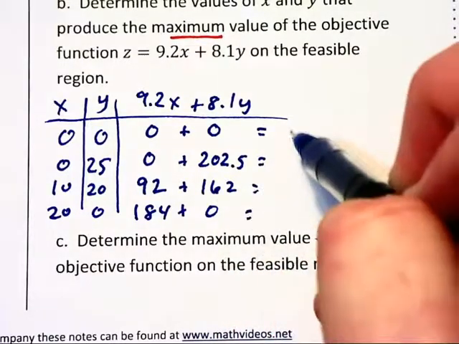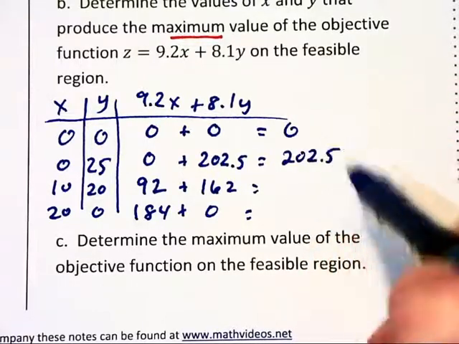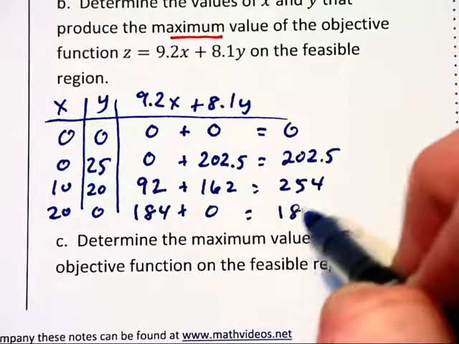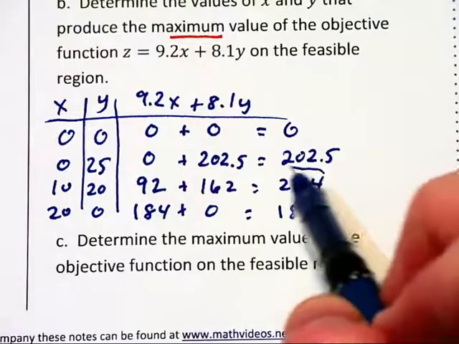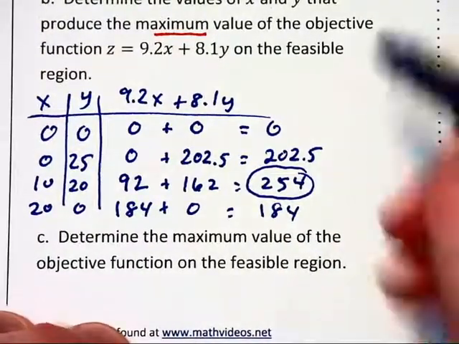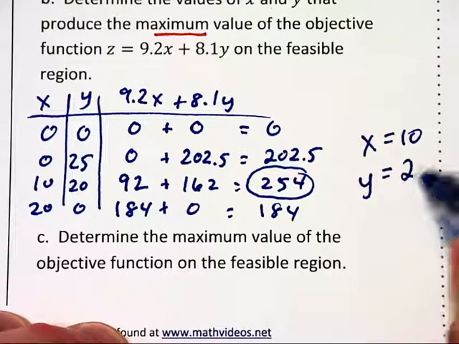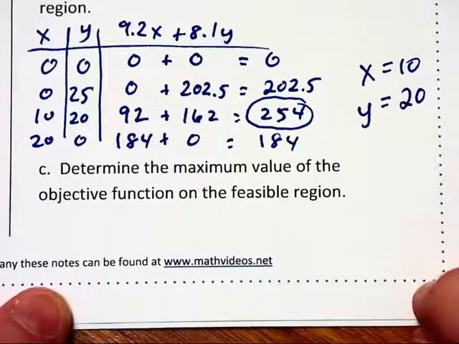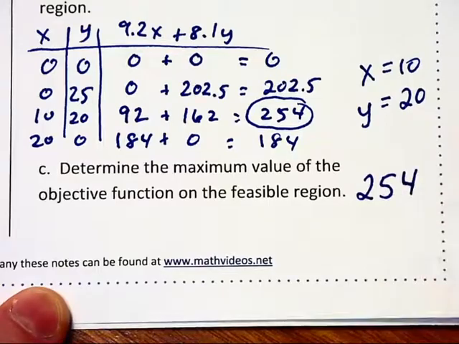We will then add each of these up to get 0, 202.5, 254, and 184. We are looking for a maximum. That's the 254 there. So that will occur when x equals 10 and y equals 20. And then in the bottom of the page here, it wants to know what the maximum value is. That answer is 254.